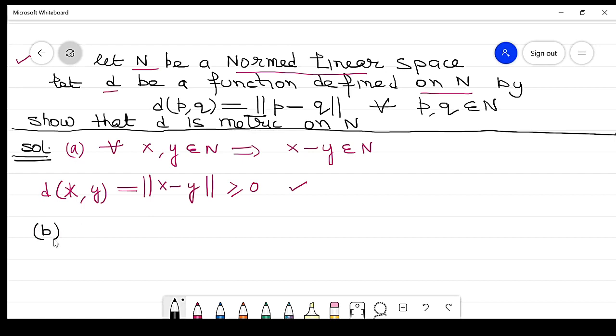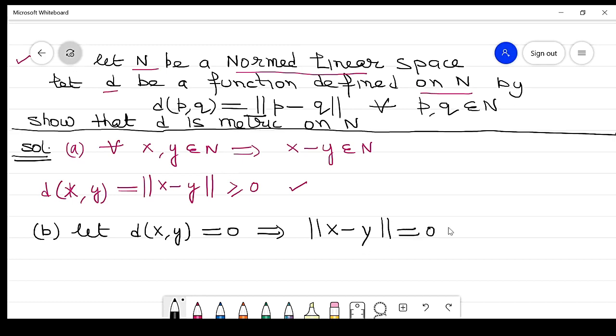Property number 2. Let distance between x, y equal 0. So it implies norm of x minus y equal to 0. So by property of norm, x minus y equal to 0, it implies x equal to y. So it is our first part.